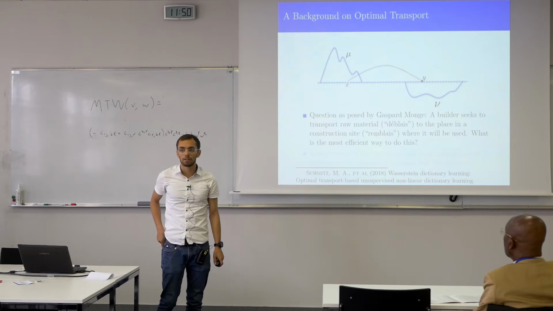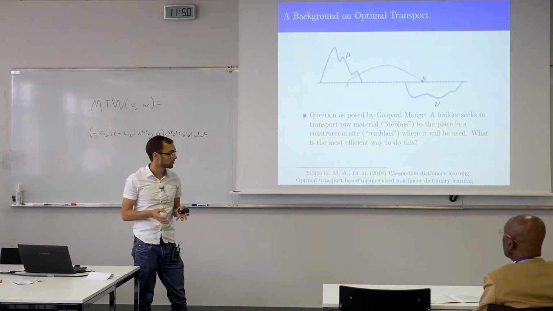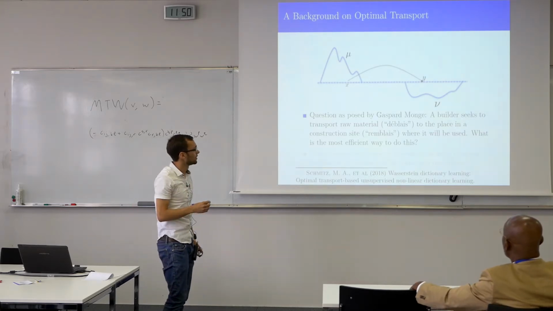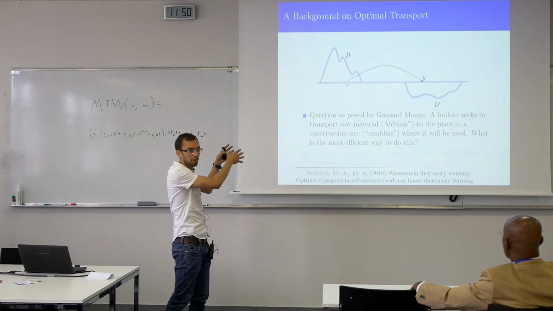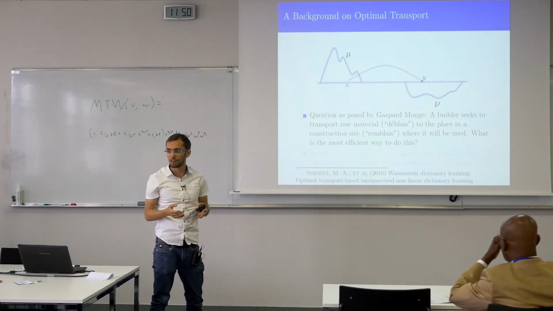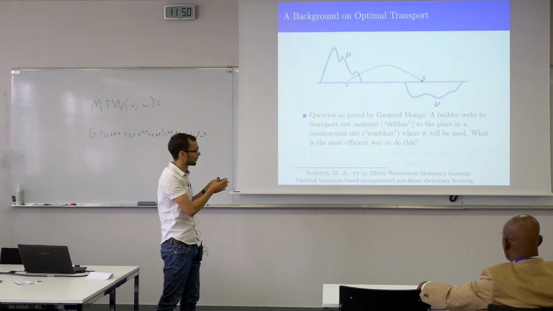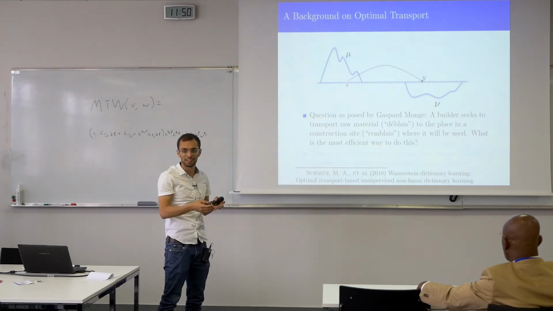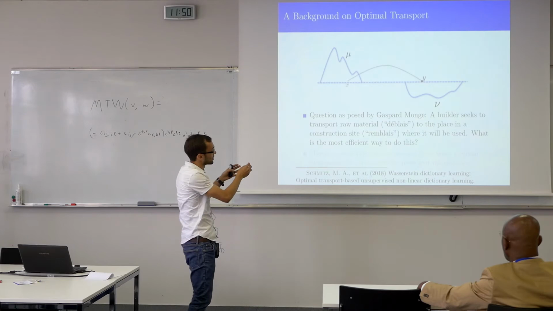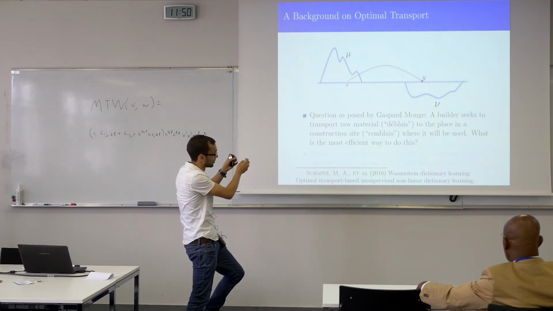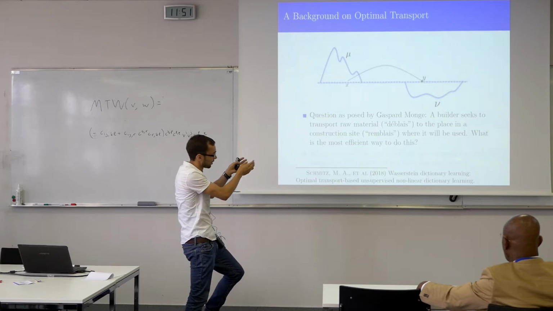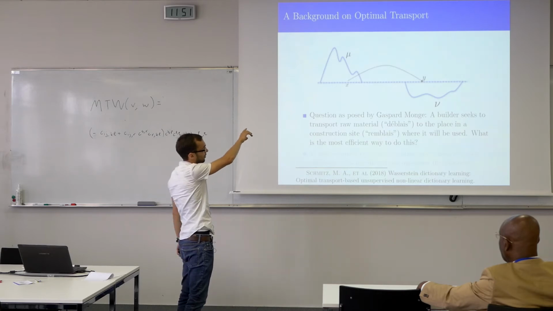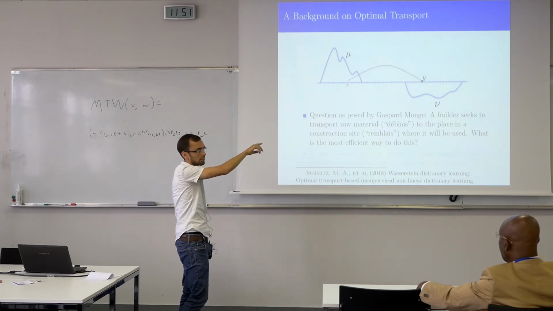Okay, so optimal transport is this kind of ancient field, goes back to, I think, 1781. And the problem is you want to move from one configuration to another. So in French, there's this wonderful word for the raw material that you need to move, which is déblai, which doesn't have an English equivalent. So you take this raw material and you move it to the place in the construction site, the remblai, where it will be used. So you take a configuration mu and you move it to nu.